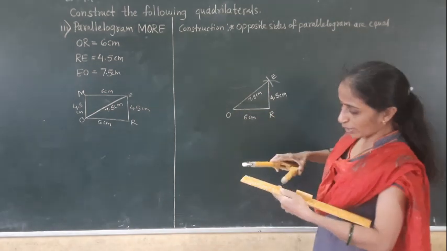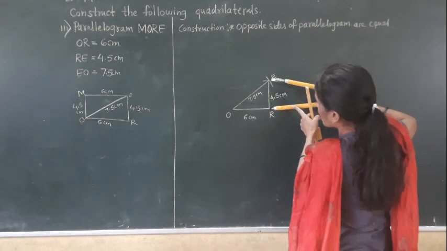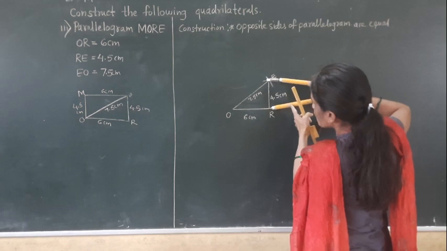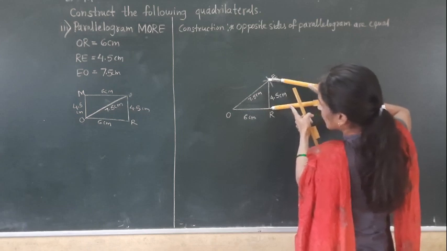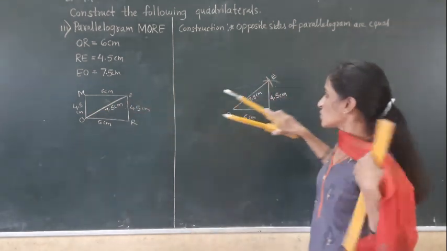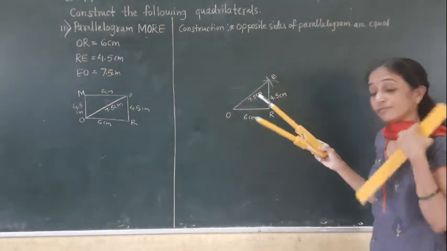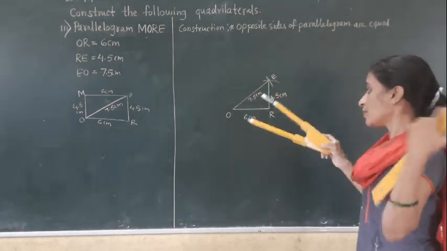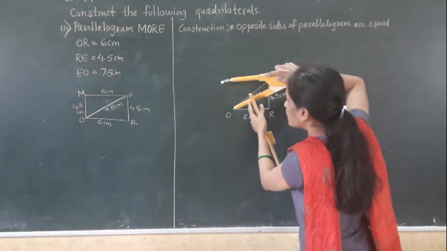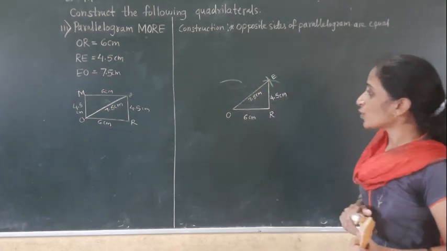Or you can simply take this measurement in your compass, because opposite sides of a parallelogram are equal. ER and OA measurements are the same. So if it is 4.5, this is also 4.5. So take 4.5 centimeter radius in your compass. Take O as the center and 4.5 centimeter radius. Draw an arc.